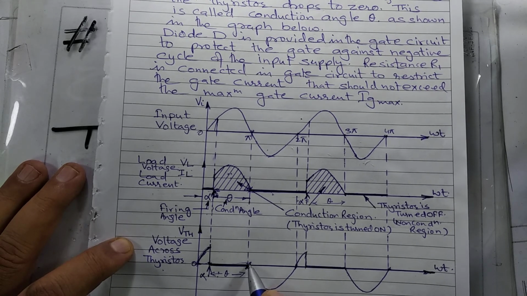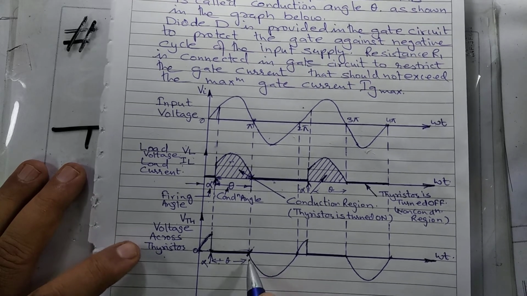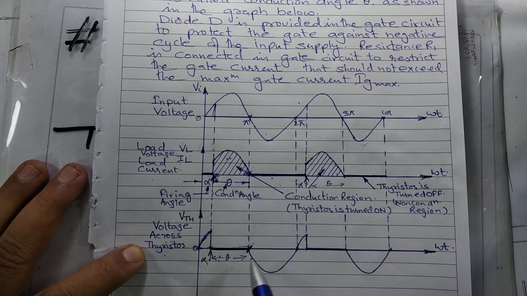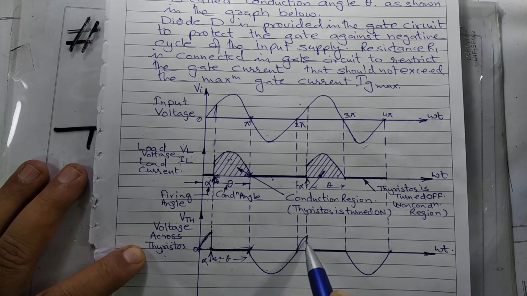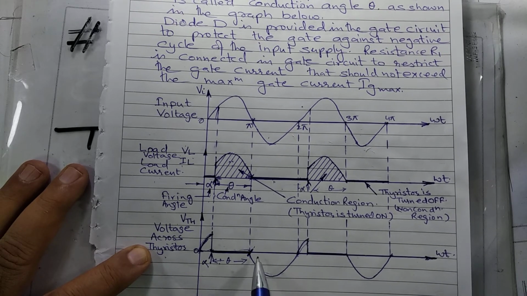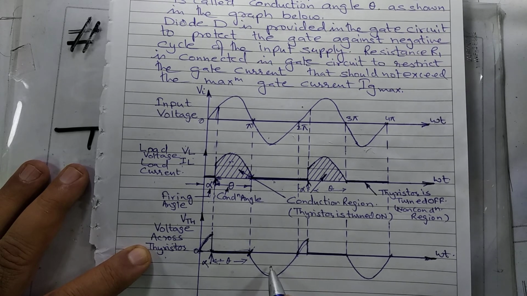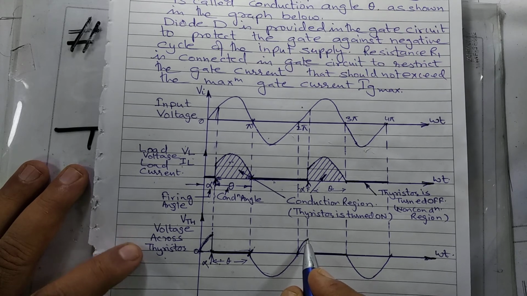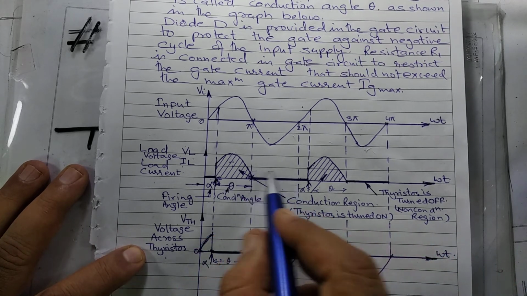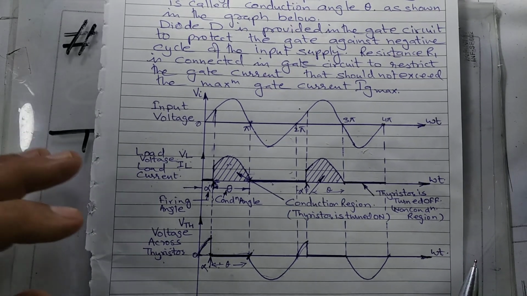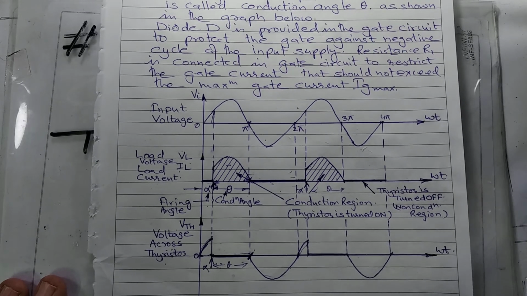At this particular point, that is at pi, the supply becomes negative and the negative half cycle starts. Therefore, during the negative half cycle, there is no conduction and the whole cycle appears across the thyristor. Because there is no conduction, in the reverse bias condition, the supply voltage appears across the thyristor and there is no load current or load voltage. So, this was the AC gate turn on method.